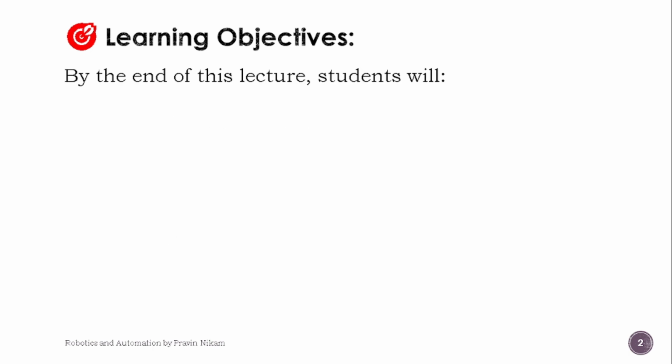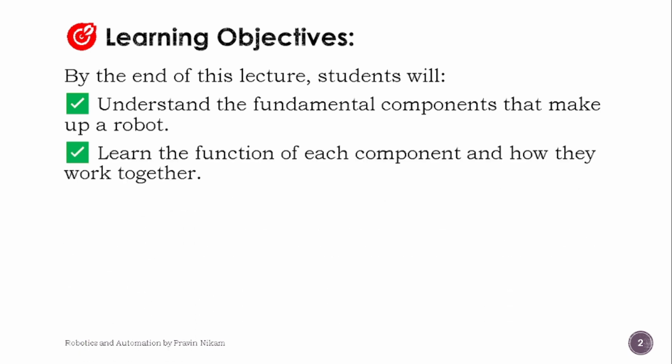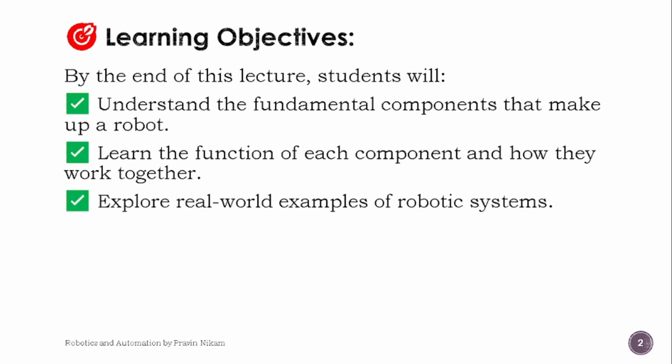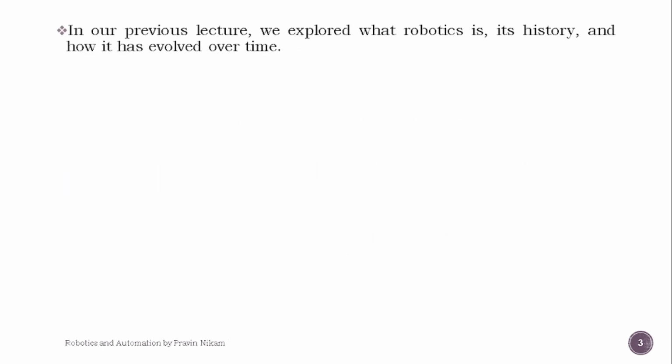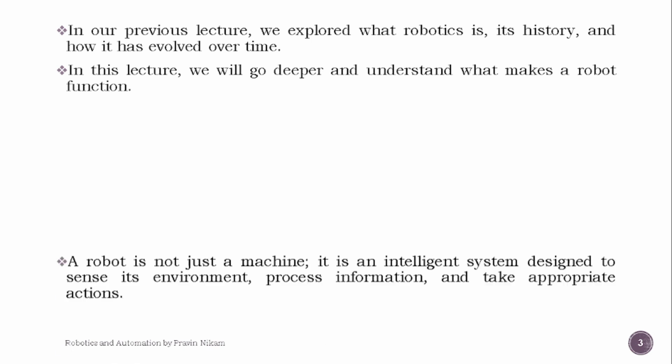By the end of this lecture, students will understand the fundamental components that make up a robot, learn the function of each component and how they work together, and explore real-world examples of robotic systems. In our previous lecture, we explored what robotics is, its history, and how it has evolved over time. In this lecture, we will go deeper and understand what makes a robot function.